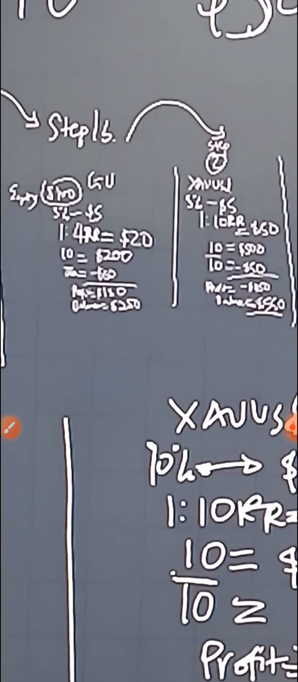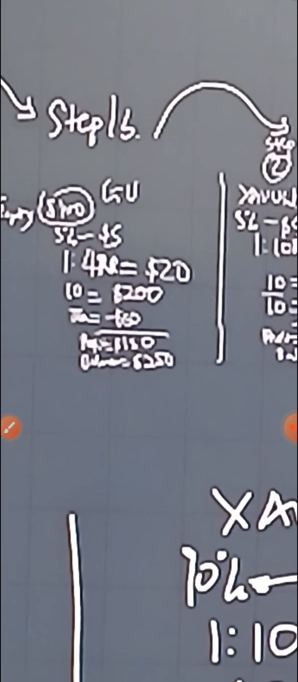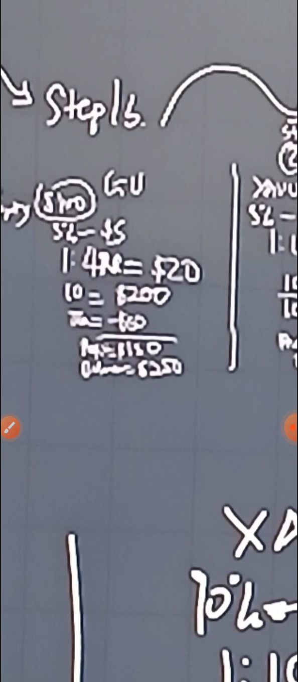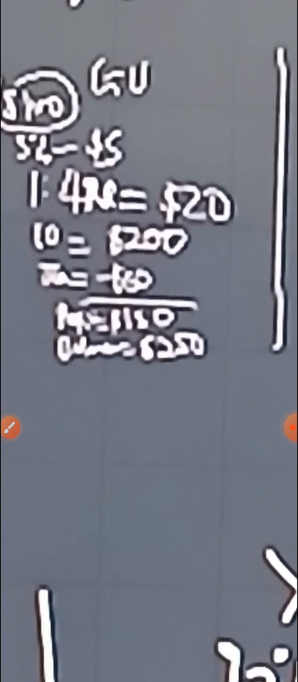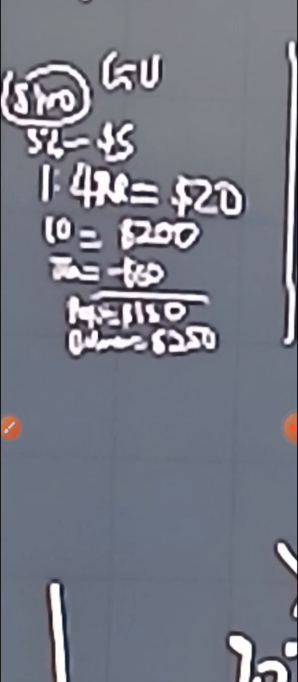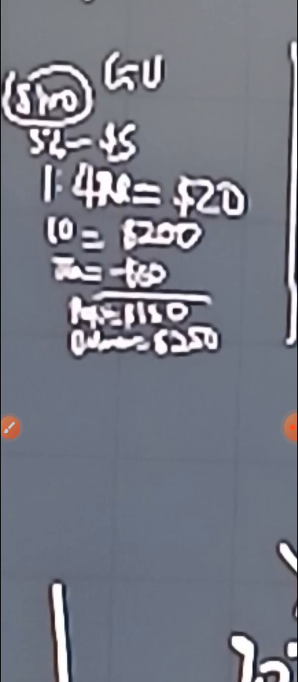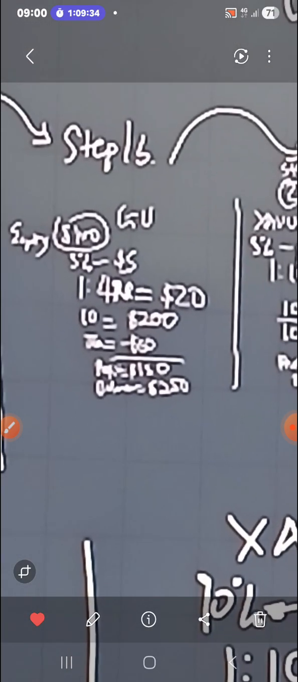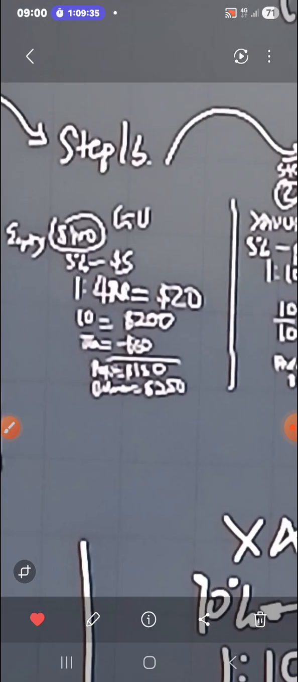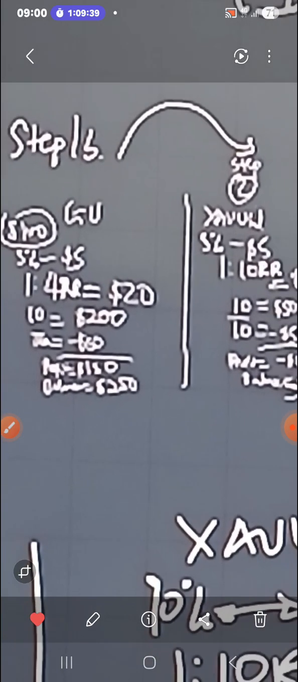So 10 bad trades, 10 times minus $5, that's minus $50. So our profit will be brought down to $150, and our balance will be $250. So we have been able to scale our current equity of $100 to $250.